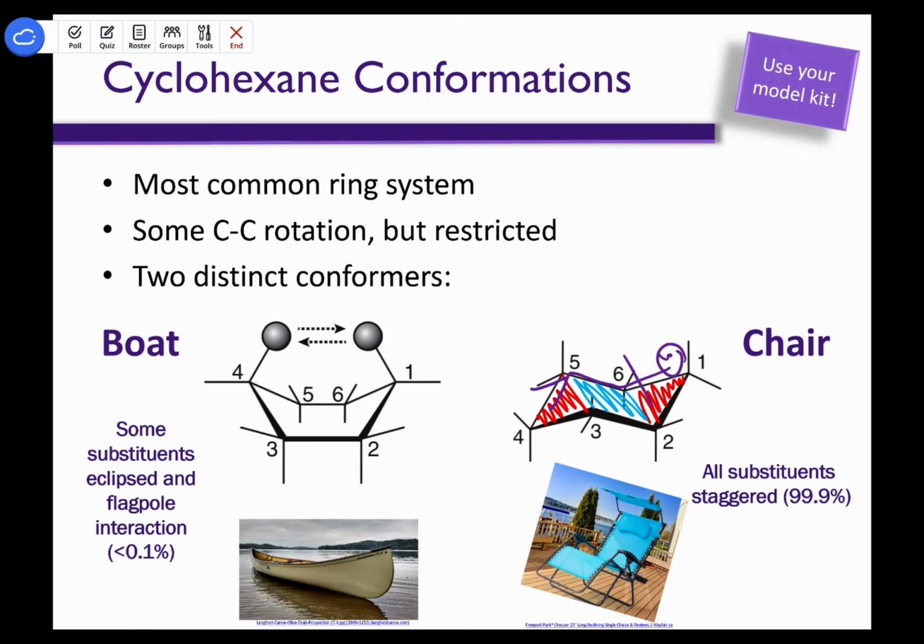We're going to start with the boat and then move to the chair, because the chair makes up about 99.9% of cyclohexane molecules. So hold carbon 1, whichever carbon you decide is carbon 1. Count 1, 2, 3, 4 to the opposite of your cyclohexane, and then bring both hands up. This is our boat conformation.